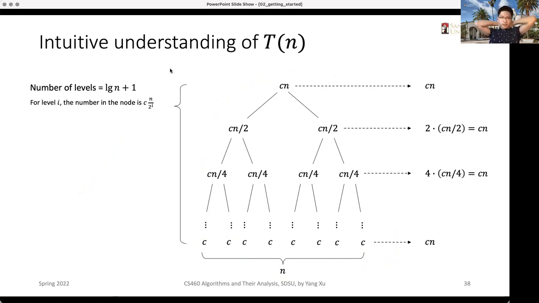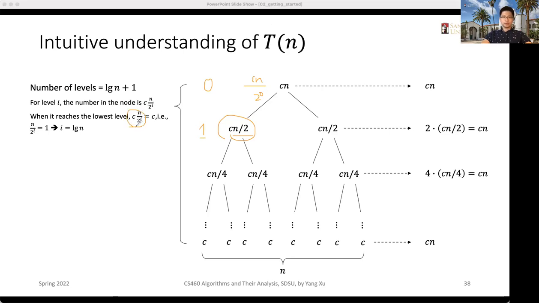Okay, because for an arbitrary level i, the number within the nodes is this quantity, right? So for example, for level 1, the number in this node is c times n over 2. And the root node, let's call it level 0. So it's c times n over 2 to the power of 0, which is 1, right? So that is something we can observe. And we know that when this value, c times n over 2 to the power of i, hits the constant c, then we will reach the lowest level, right? So when we eliminate c here, we will have this equation, and we can solve for i by taking the logarithm of n, right? So it means that when i reaches log of n, we will reach the lowest level.